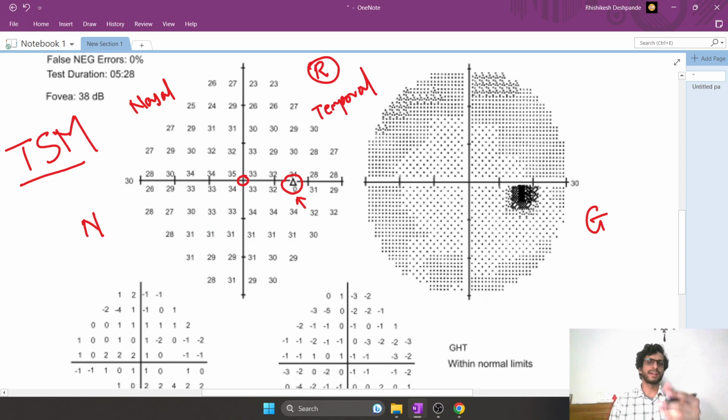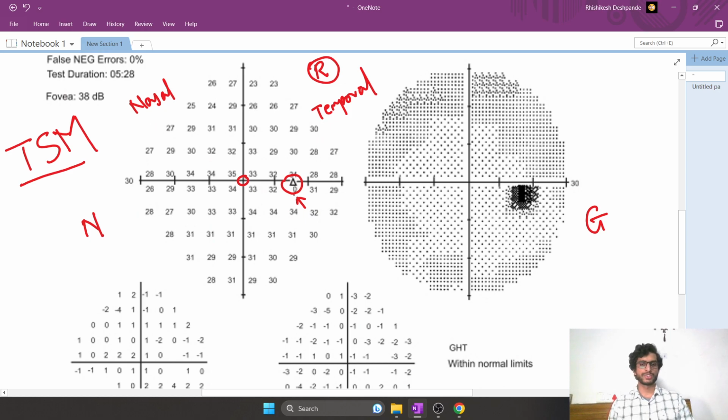We'll come to why the right side of the right eye is temporal and why the left is nasal in the correlation lecture between clinical versus the perimetric findings. For now, you can just take it that this is the right eye that we are examining. This is the temporal half of the field, and this is the nasal half of the field.